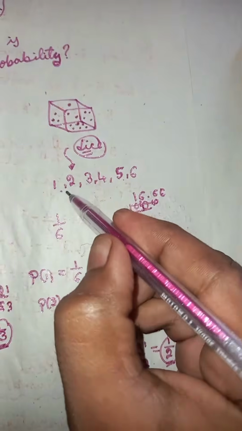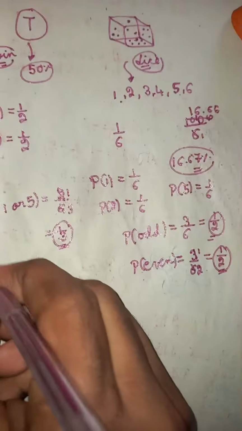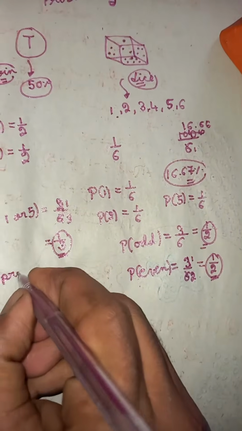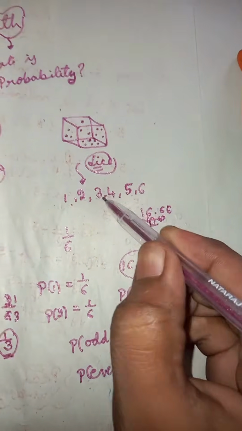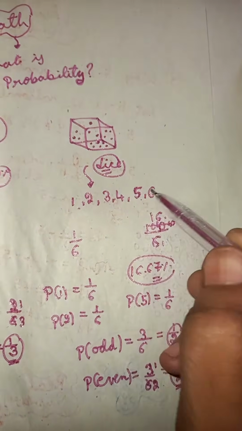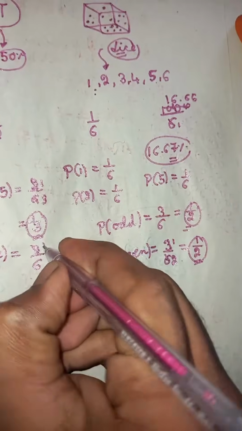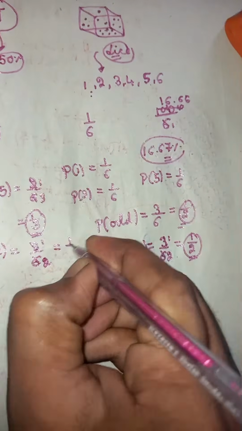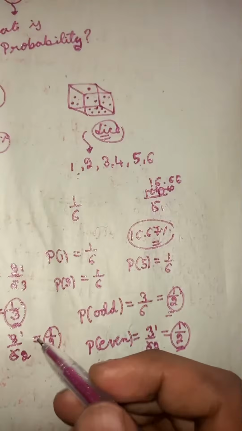Now you can ask what the probability of finding a prime is. The probability of a prime is nothing but 2, 3, 5. There are three chances of getting a prime among six numbers, so you get 3 by 6, which is a half chance.